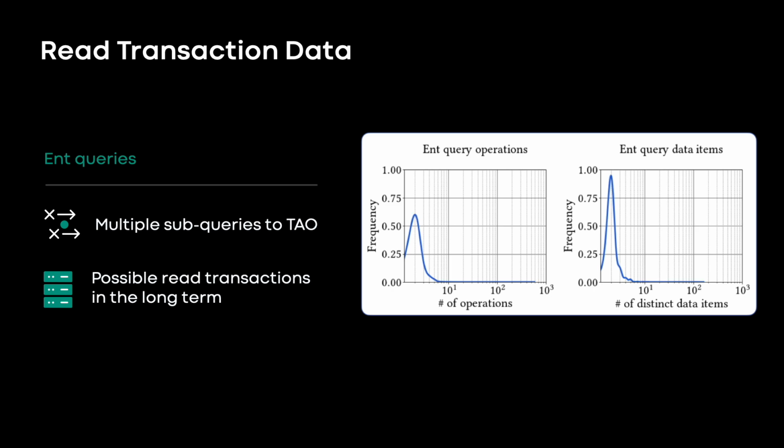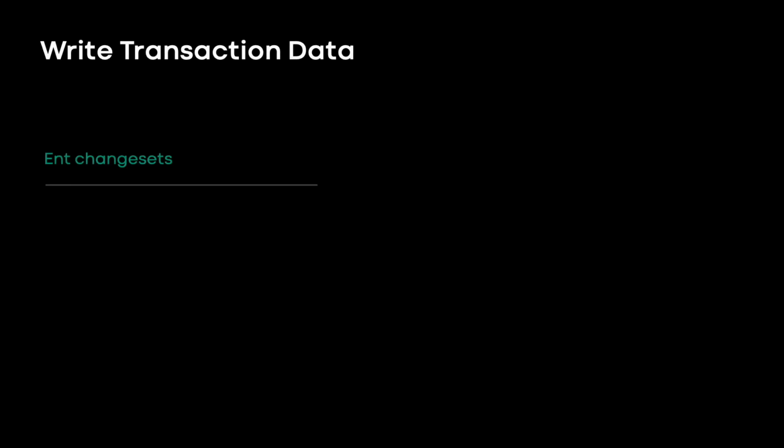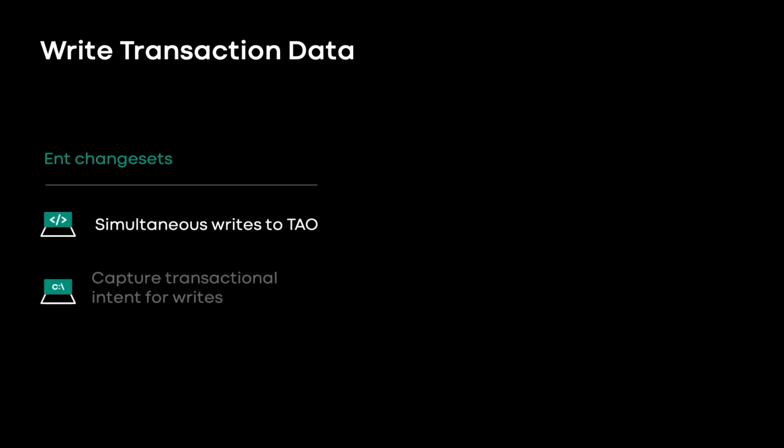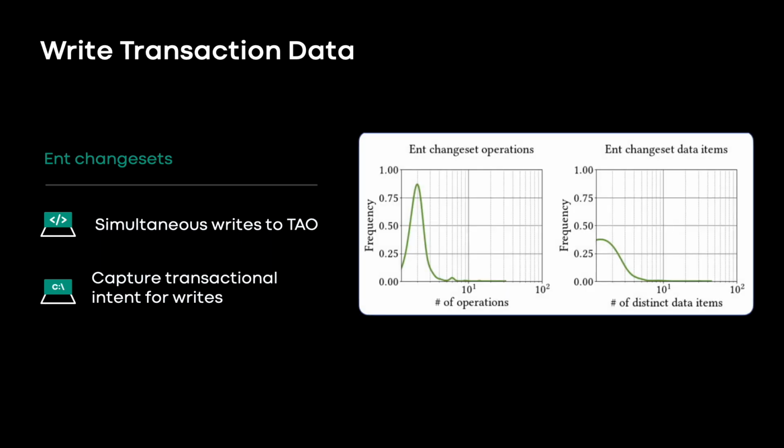On the right side, we look at end change sets, which capture simultaneous writes to TAO and the transactional intent for writes. We also see a similar trend in this data. Most of these change sets involve just a couple of operations and data items, but there are cases in which there can be many items involved.